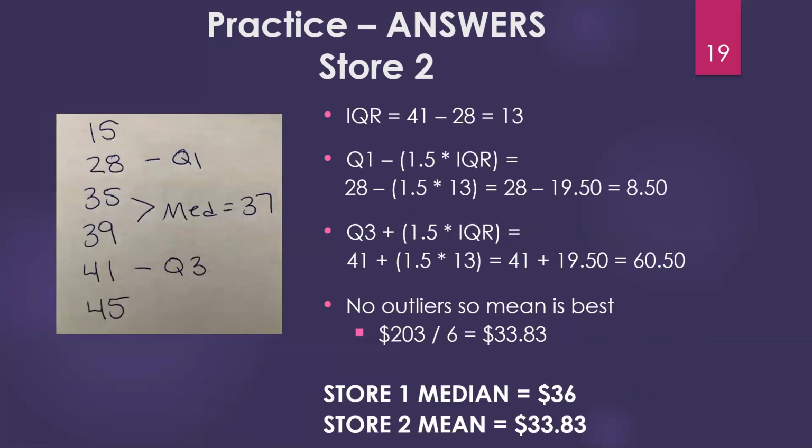Okay, same process for store 2. We need to figure out if mean or median is best. To do that, we need to know if there's an outlier. So again, we list all of the values in order.